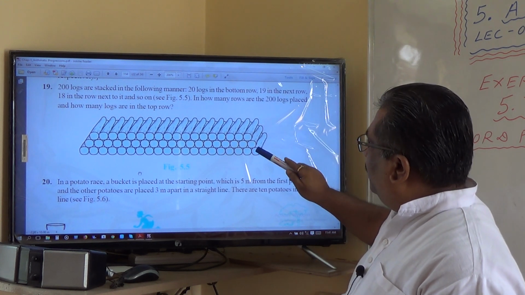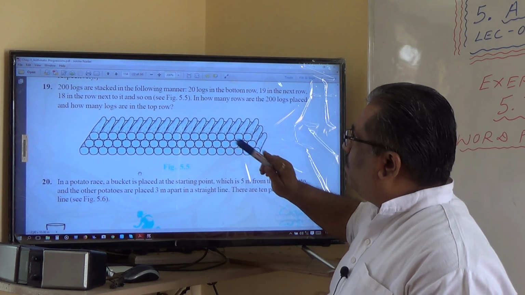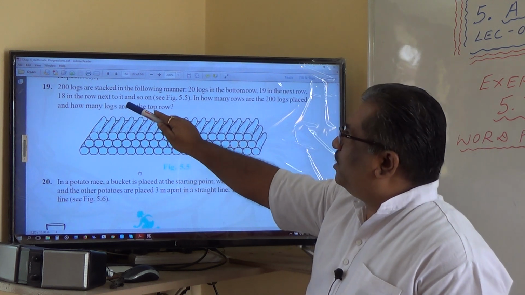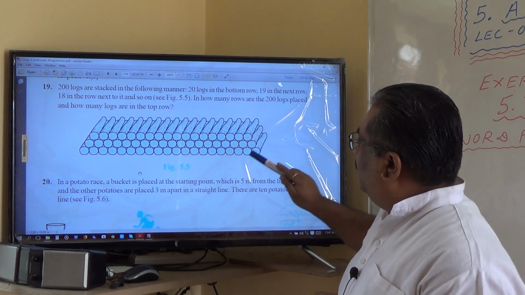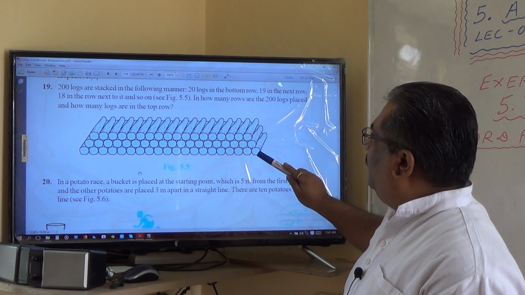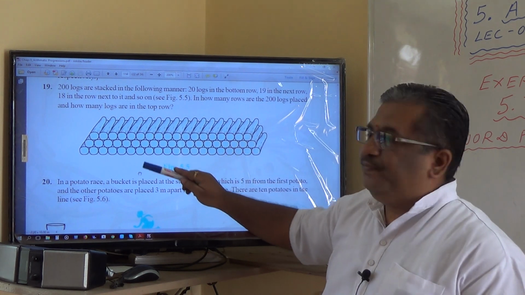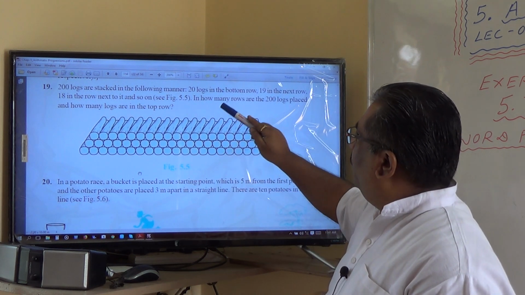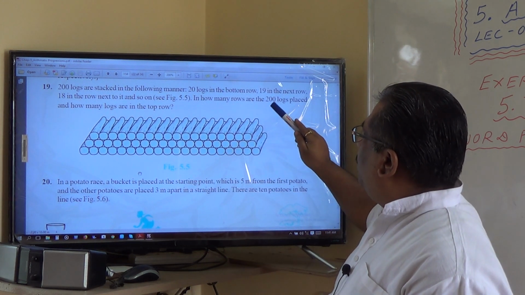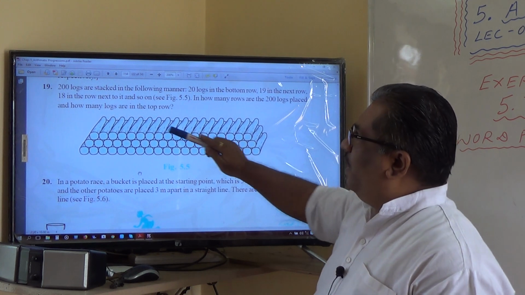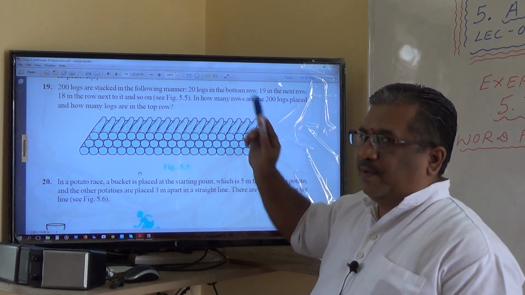19 in the next row. Next row 19 wooden logs. And 18 in the next row. That means here it is 18. So in the first row 20, next 19, next 18 number of logs. This continues. In how many rows 200 logs are placed, and how many logs are there in the top row?